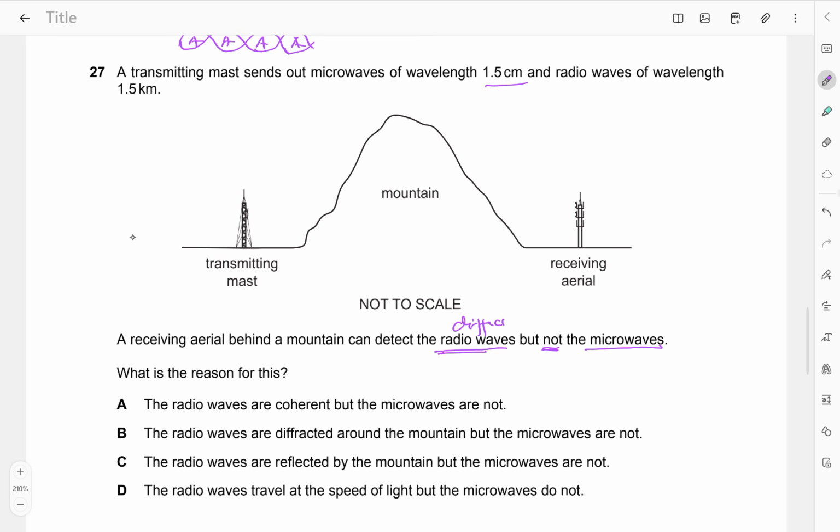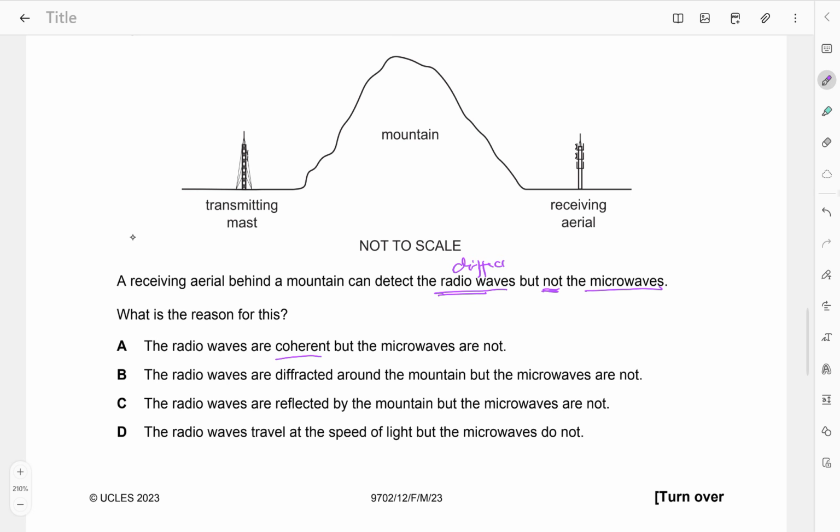What is the reason for this? The radio waves are coherent, but the microwaves are not. That is not the reason. I said radio waves undergo diffraction easily because of the longer wavelength. The radio waves are diffracted around the mountain, but the microwaves are not. So the answer is B.